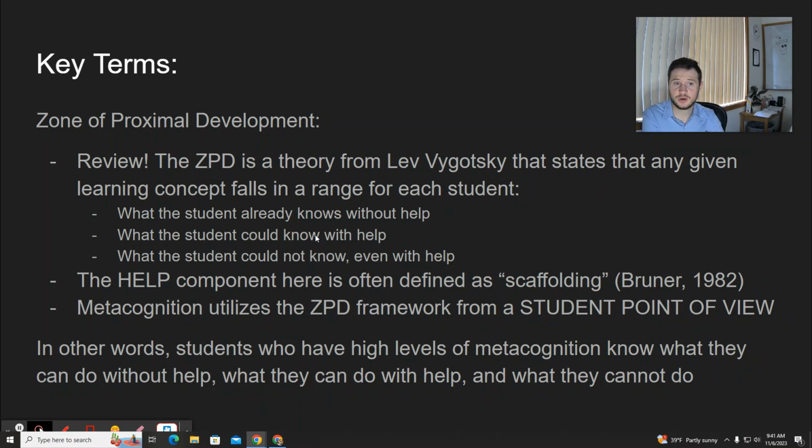Jimmy himself is going, I think I could learn this if I got these resources and it was explained in this way, okay? So students who have a high level of metacognition know all three of these. Students with a high degree of metacognition know what they already know, what they could do with help, and what they cannot do even with help. Okay? That is why the zone of proximal development kind of feeds into this SRL principle of metacognition.